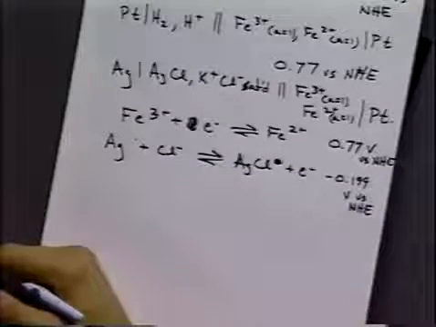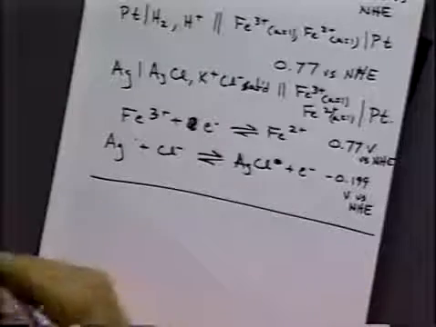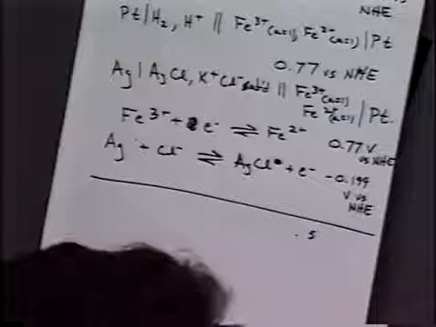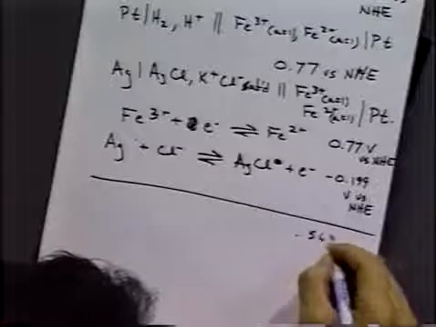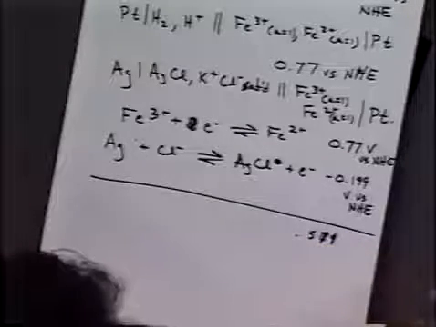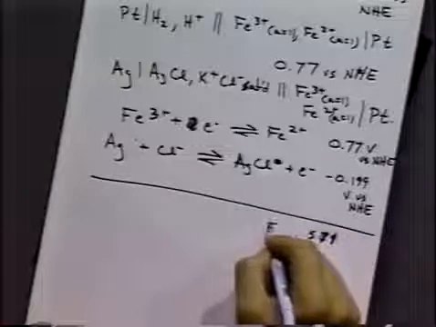But since we're writing this now as an oxidation, the EMF will be switched to the opposite sign. So again, we would add those up, and it would be 0.571. Is that right? Something like that. Volts for that particular cell. So that would be how you convert from any one to the other.